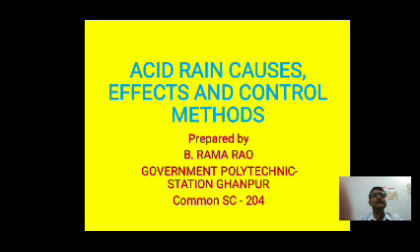Already we discussed general effects of the atmosphere in the last class: the greenhouse effect and ozone layer depletion. Now we discuss acid rain: causes, effects, and control methods.